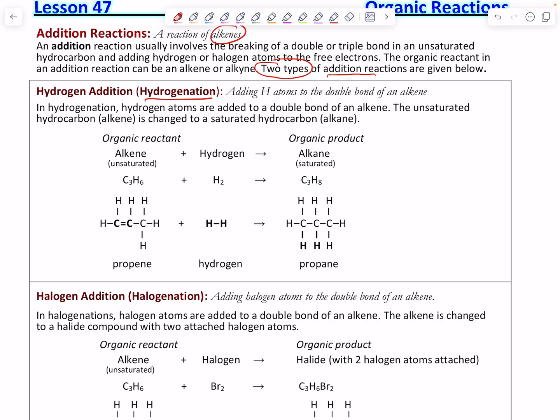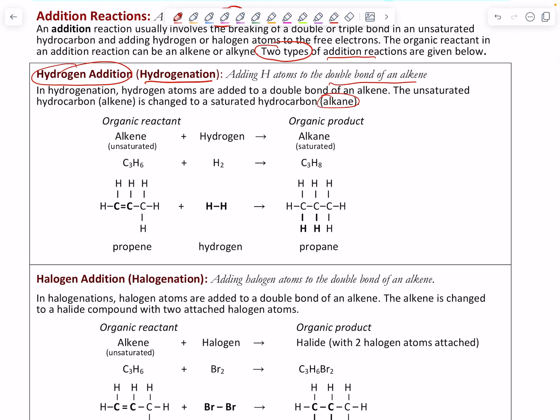Hydrogenation means that you're adding hydrogen to the double bond in order to break it and to make it saturated. So essentially, it says here in hydrogenation, hydrogen atoms are added to a double bond of an alkene, and the unsaturated alkene is then changed to a saturated alkane. So an example down here, I can see that I have an alkene.